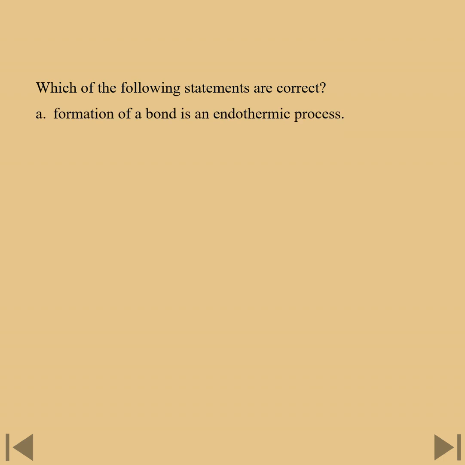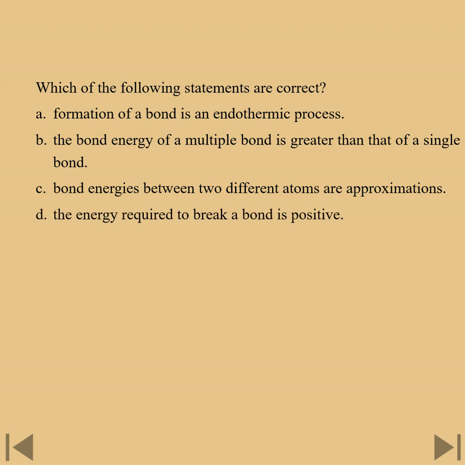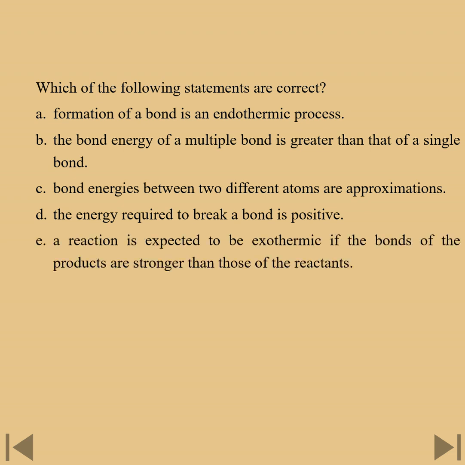Okay, which of the following statements are correct? So true or false, the formation of a bond is an endothermic process. The breaking of a bond is endothermic. You need to supply the energy to break the bond. The formation of a bond is always exothermic. True or false, the bond energy of a multiple bond is greater than that of a single bond. True. True or false, bond energies between two different atoms are approximations. I didn't mention this, but this is actually true. True or false? The energy required to break a bond is positive. This is true. You've got to put energy in to break those bonds.